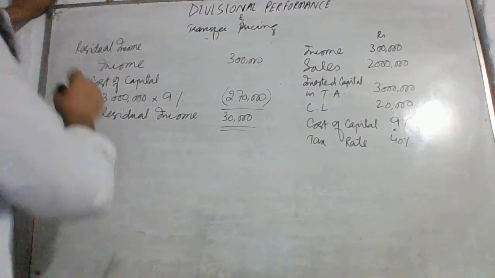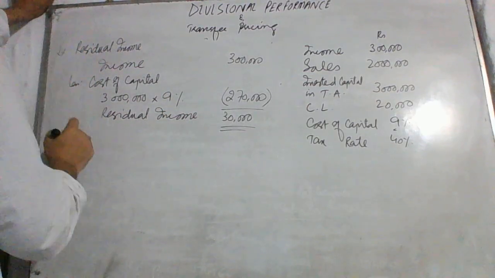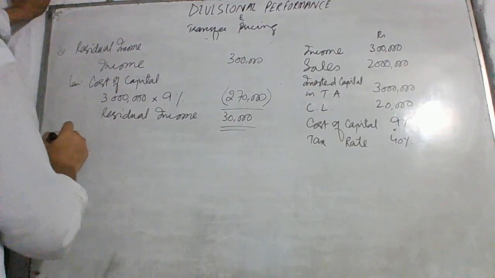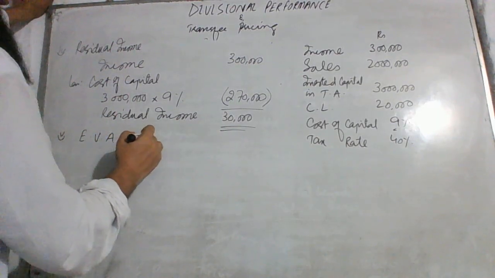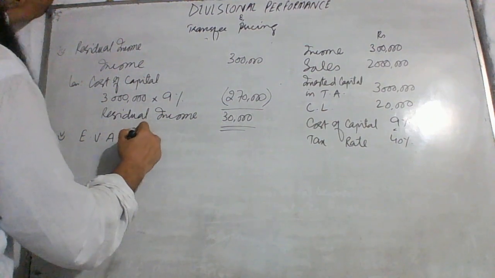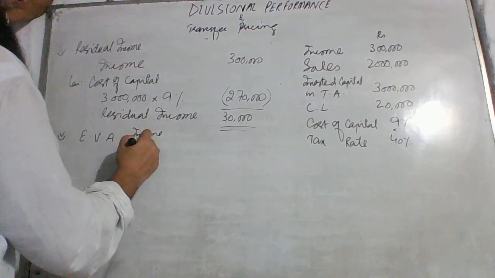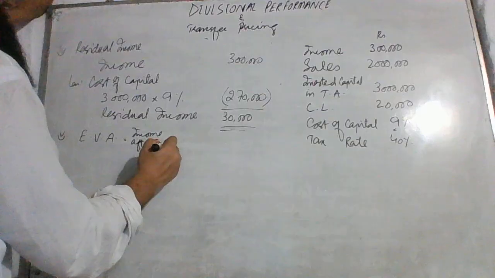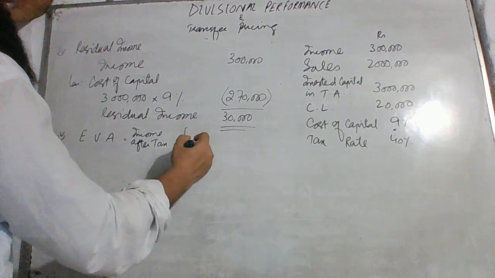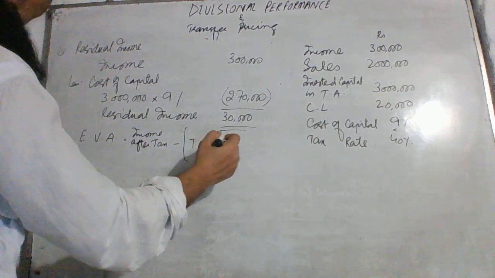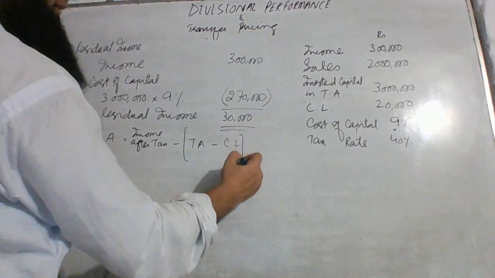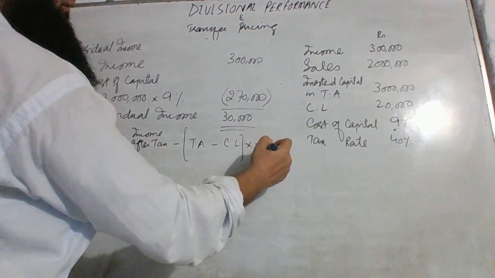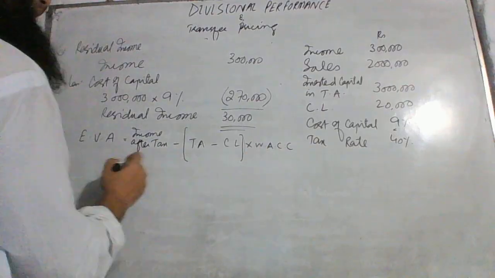The next performance measure is economic value added. Economic value added formula would be income after tax minus total assets minus current liability multiplied by weighted average cost of capital.